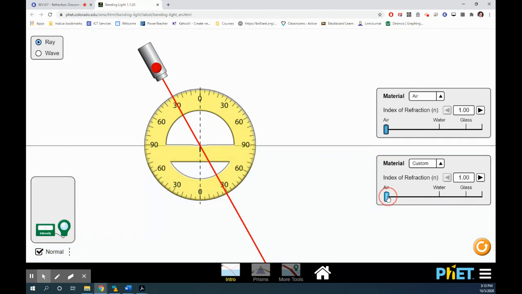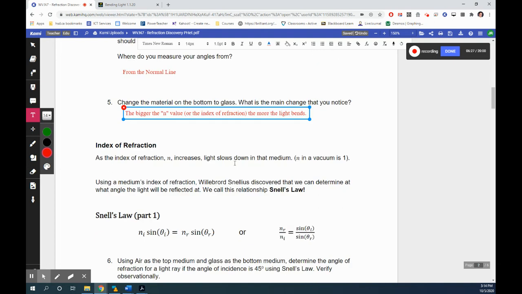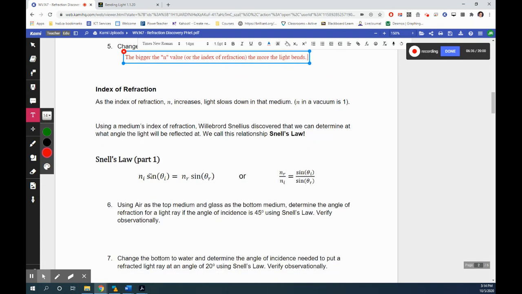As it gets down to 0, it doesn't bend at all. And the greater I make this n value, so the index of refraction on the bottom is getting larger, you see the light is bending more and more. So that's what I'm highlighting there. All right, and that's exactly what it says here. Okay, as the index of refraction n increases, light will slow down in that medium. Okay, so that's what's happening.